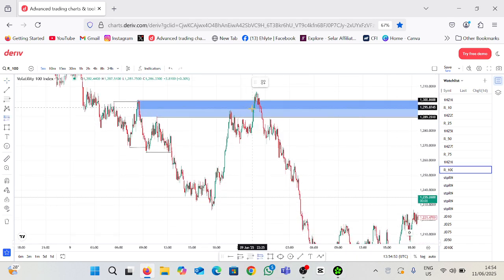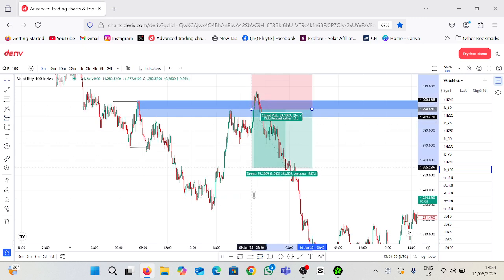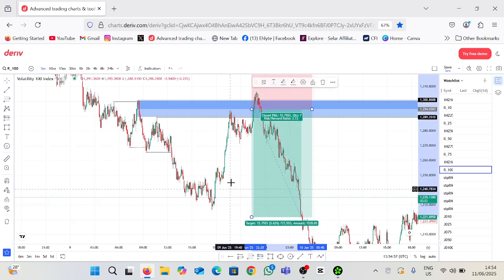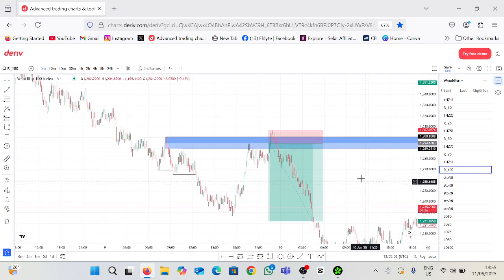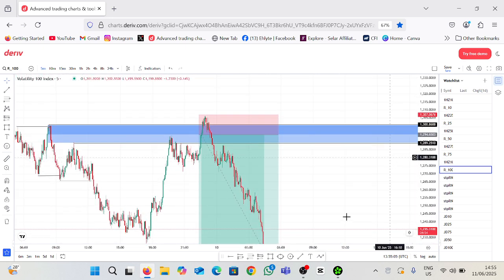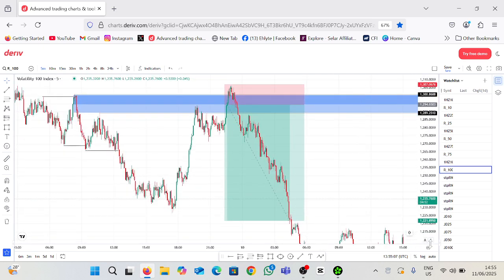You can see how easy this is. And then what did it do? It smashes its target. Simple as it is. Okay. And then smashes its target.